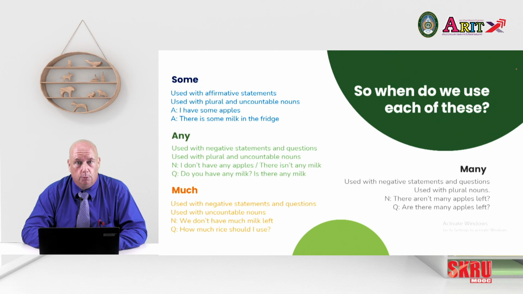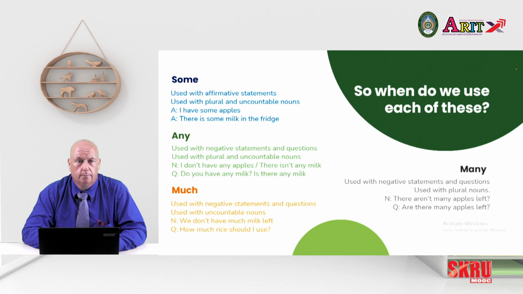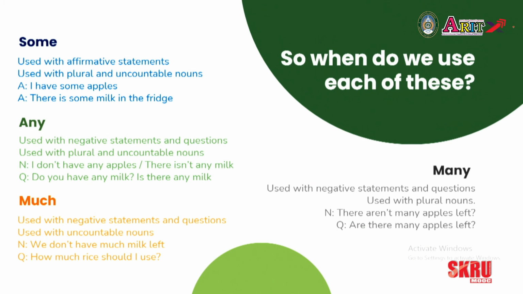I don't have any apples. There isn't any milk. Or a question, do you have any milk? Is there any milk? Much and many, we use for the differences between uncountable and countable. So much is used with negative statements and questions. We use it with uncountable nouns. We don't have much milk left. How much rice should I use?